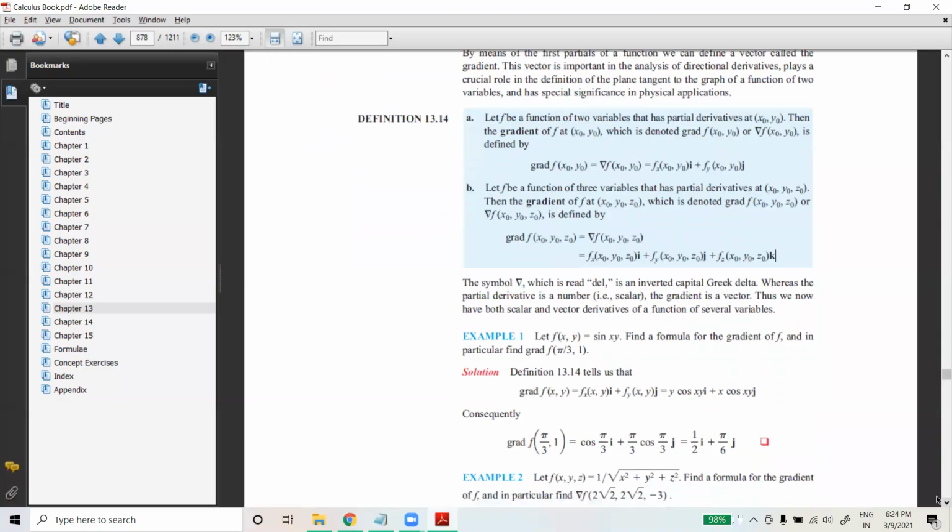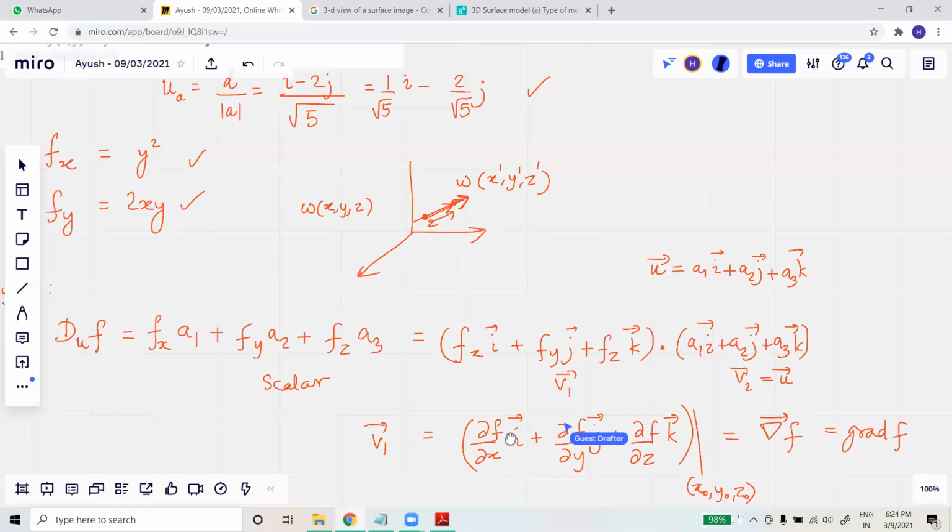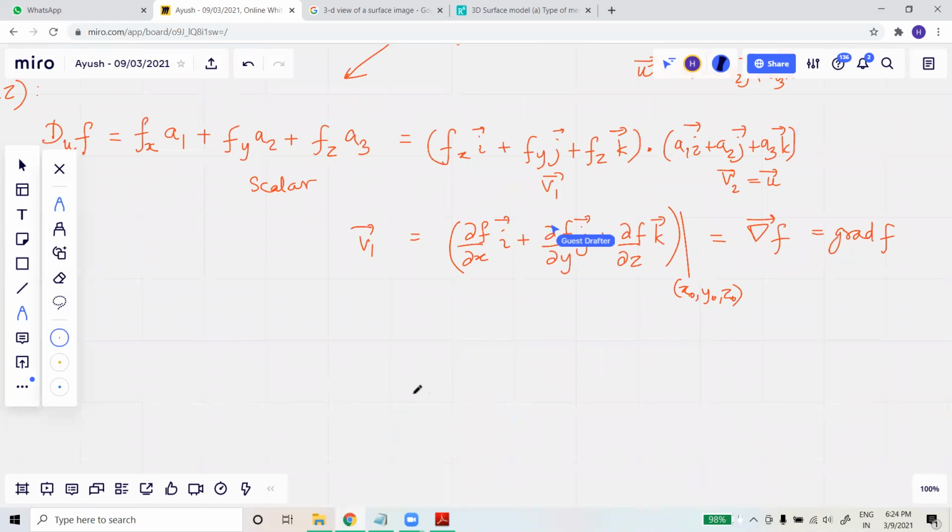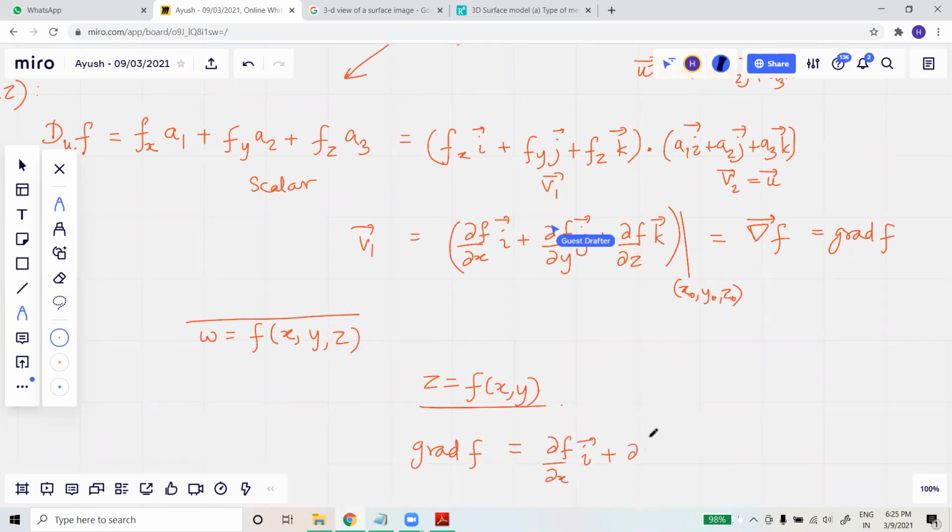It's like how the function is changing in that direction. It's very difficult to view this if the function is of three variables, but it's somewhat easier to view the meaning of the gradient if the function is of two variables. So coming back to two variables, grad f is dou f dou x i plus dou f dou y j. That's it.